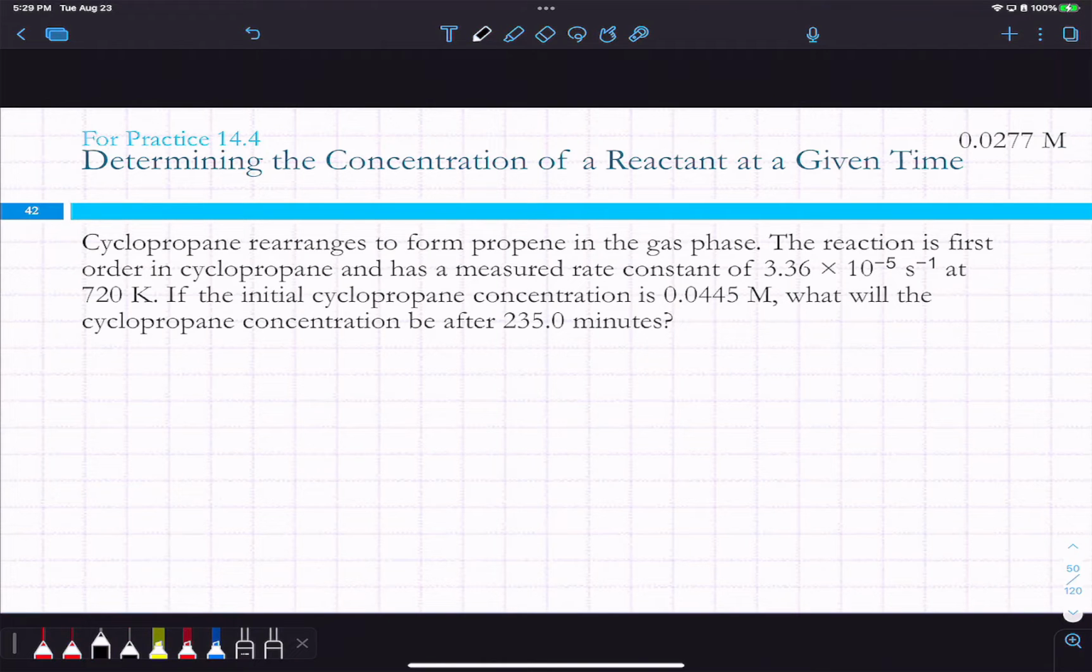Okay, so if we have cyclopropane rearranging to form propene in the gas phase, the reaction is first order in cyclopropane, has a measured rate constant of 3.36 times 10 to the negative 5 inverse seconds at 720 Kelvin. If the initial cyclopropane concentration is 0.0445 molar, what will the cyclopropane concentration be after 235 minutes?